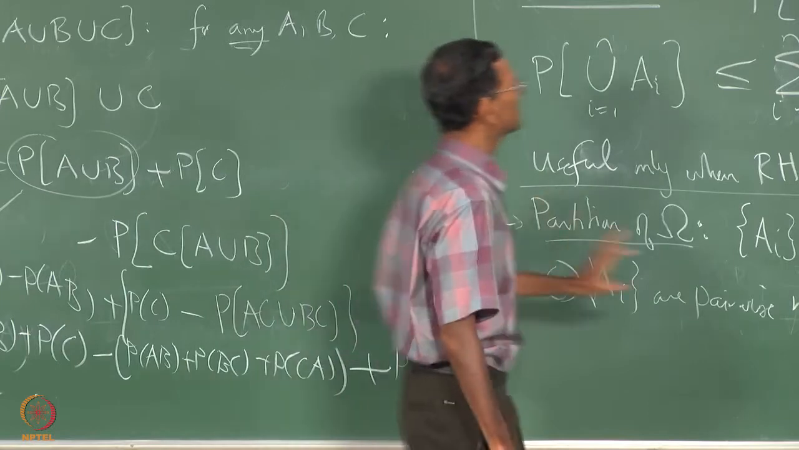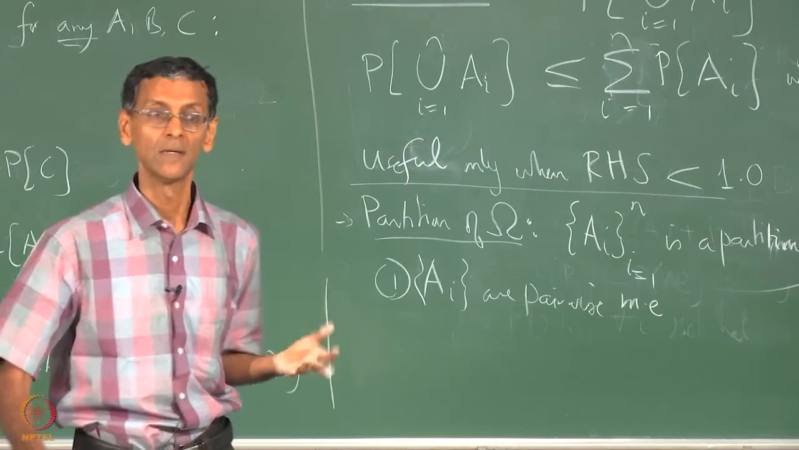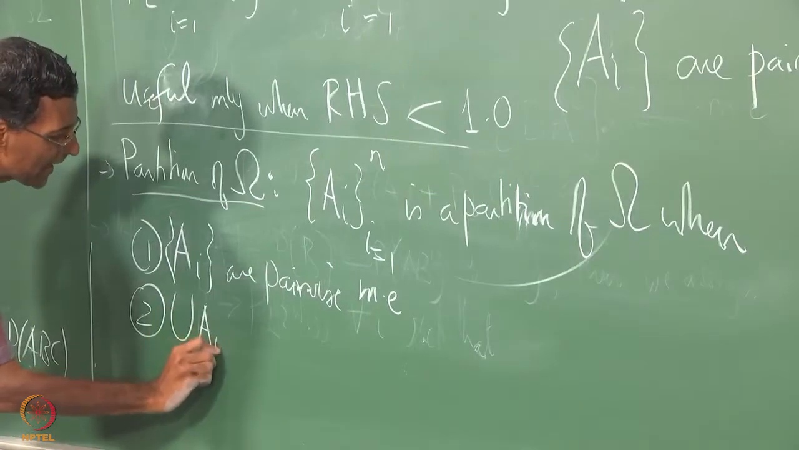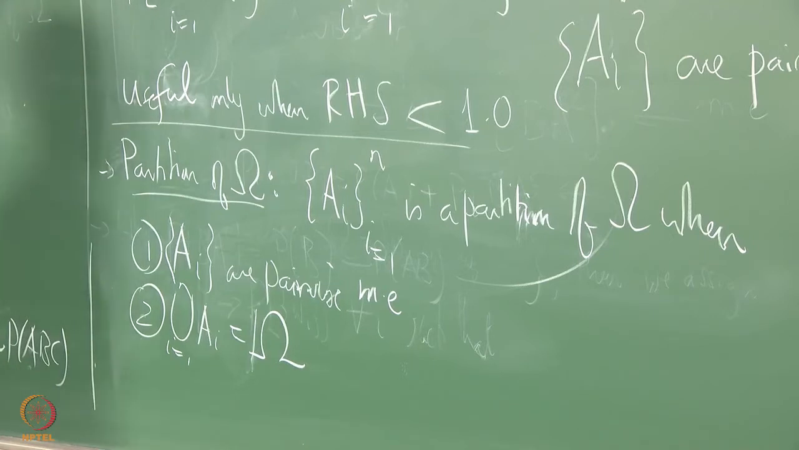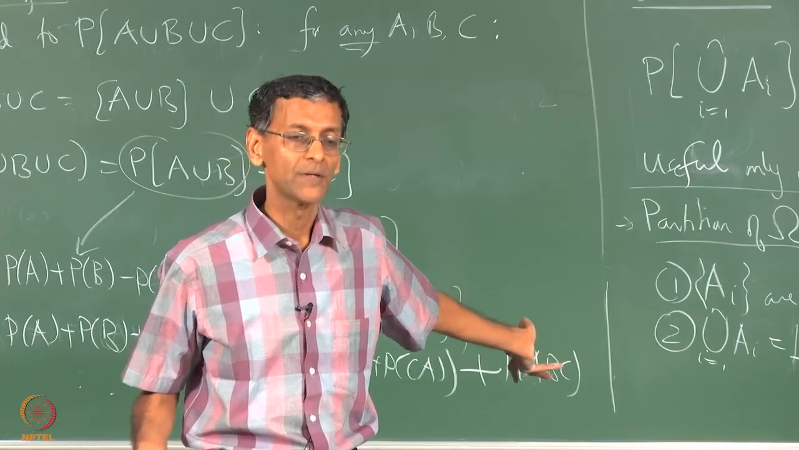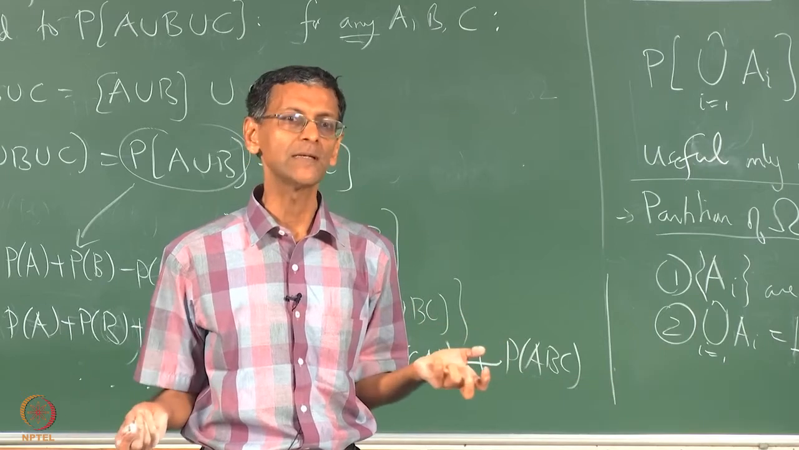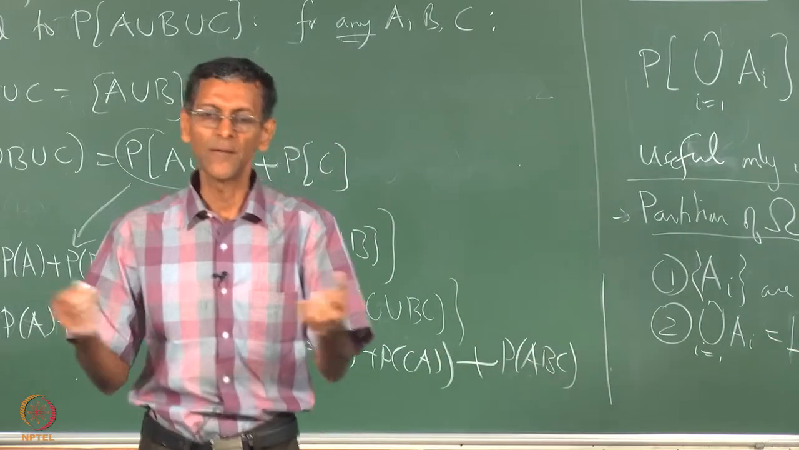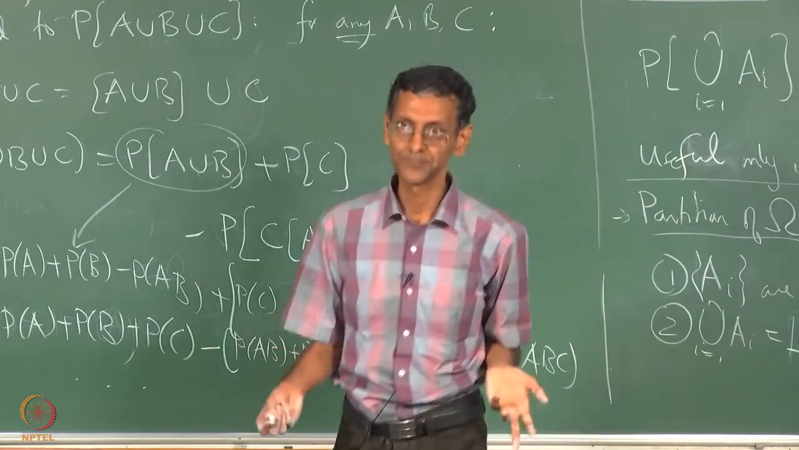But this is exactly the same kind of thing that you have been studying since you looked at discrete time signals and so on, right. So they are pairwise mutually exclusive, and secondly, the union of all of these Ai's is omega itself. Now note that the Ai's can be arbitrary events as long as they satisfy these two conditions. They need not be elementary events. In the discrete case, obviously, you have taken it down all the way to the elementary events, and those will obviously be a partition.